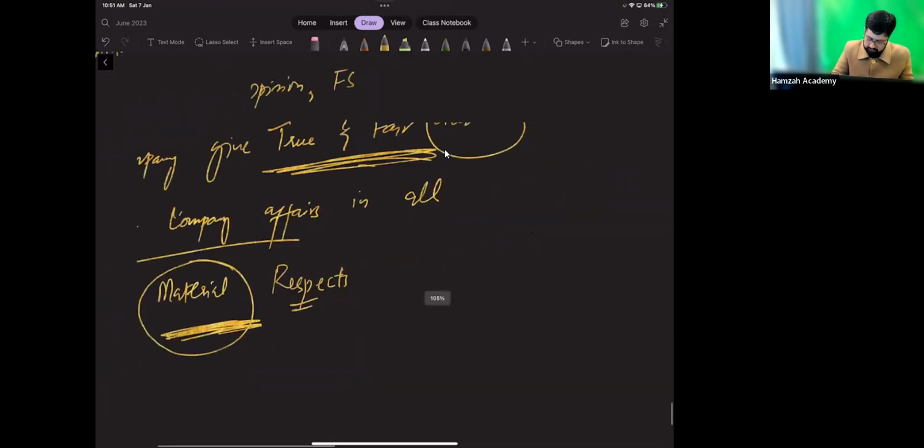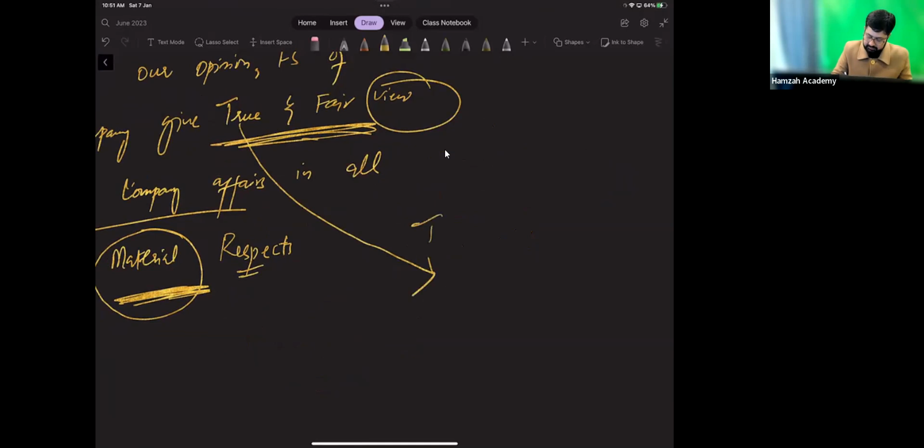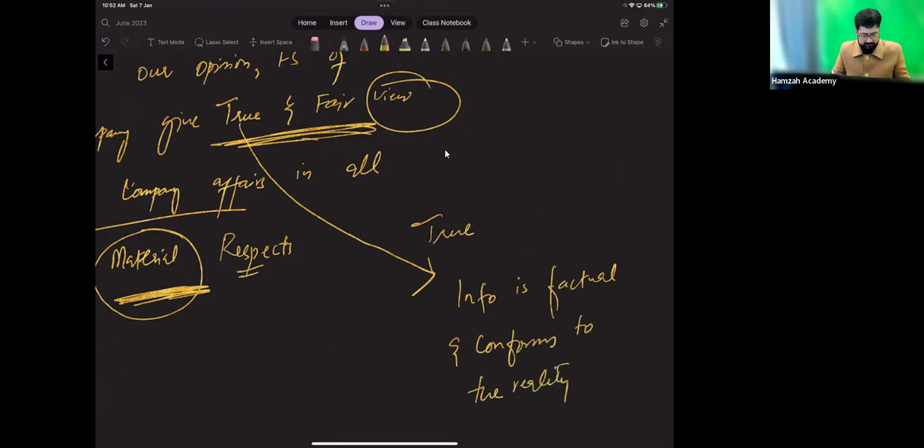So what is true? True means, when the auditor says financial statements give a true view of company affairs, what is the meaning? The meaning is information is factual. Information in the financial statement is factual, based on facts, and conforms to reality. It conforms to what is really happening there. The same is being shown here.